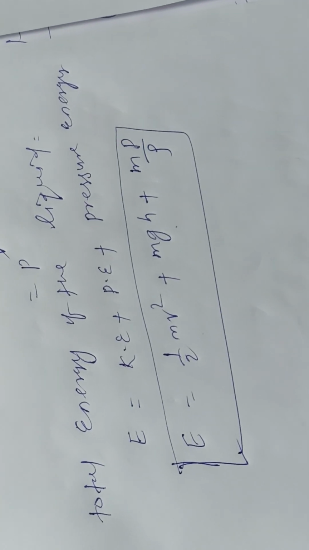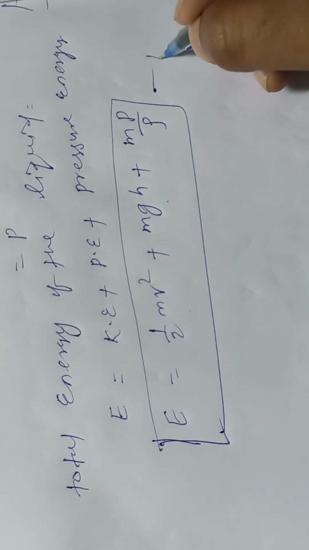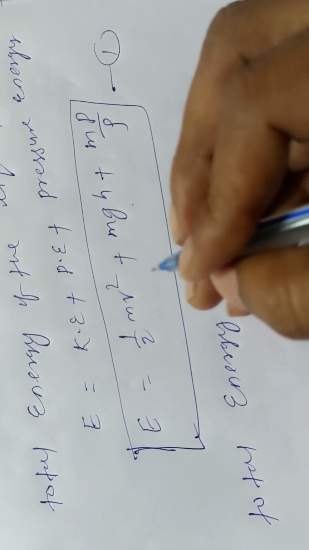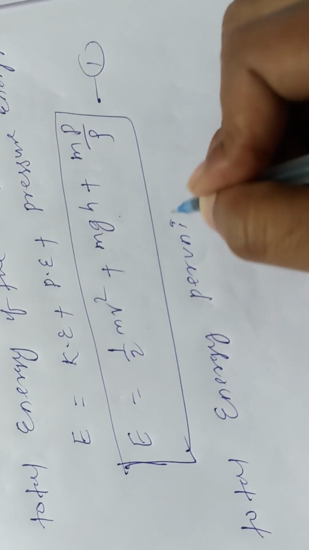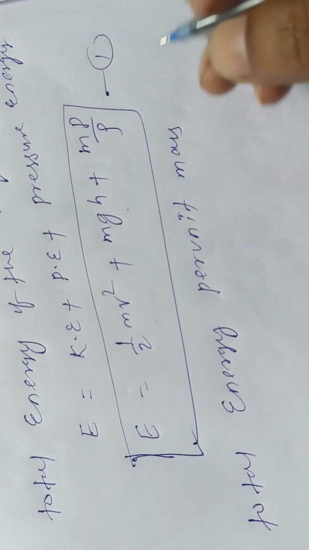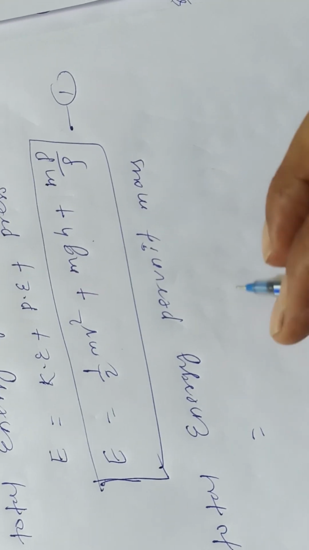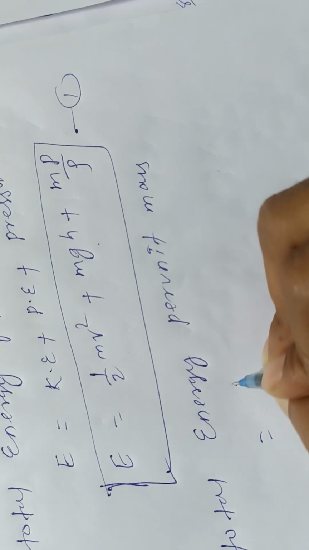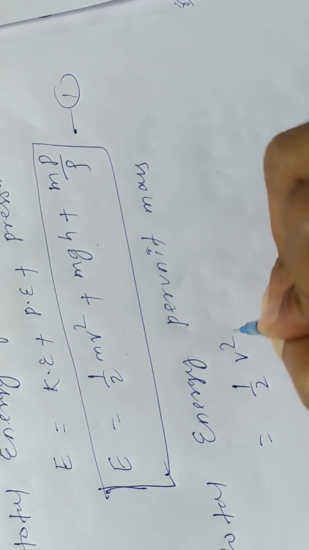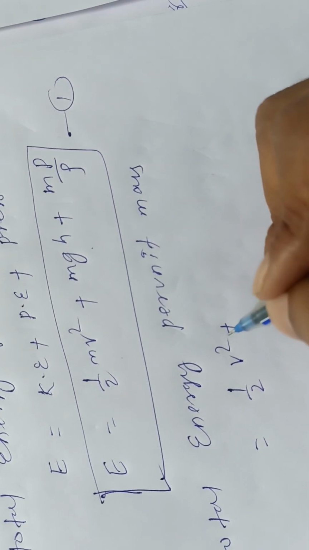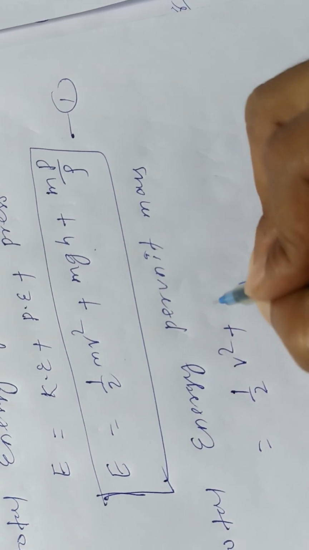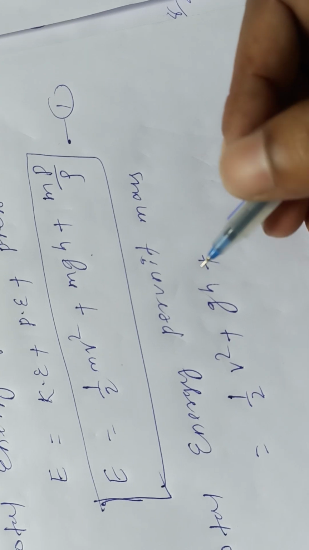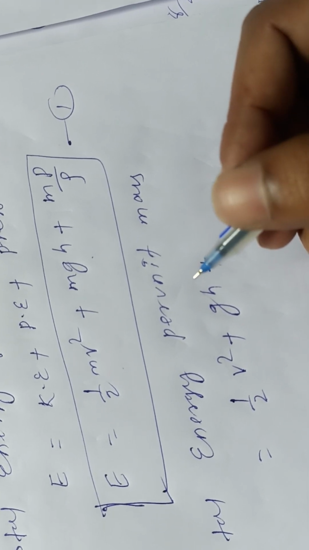Total energy per unit mass, equation 1, equals kinetic energy per unit mass, half v square, plus potential energy per unit mass, g h, and pressure energy per unit mass, P by rho.